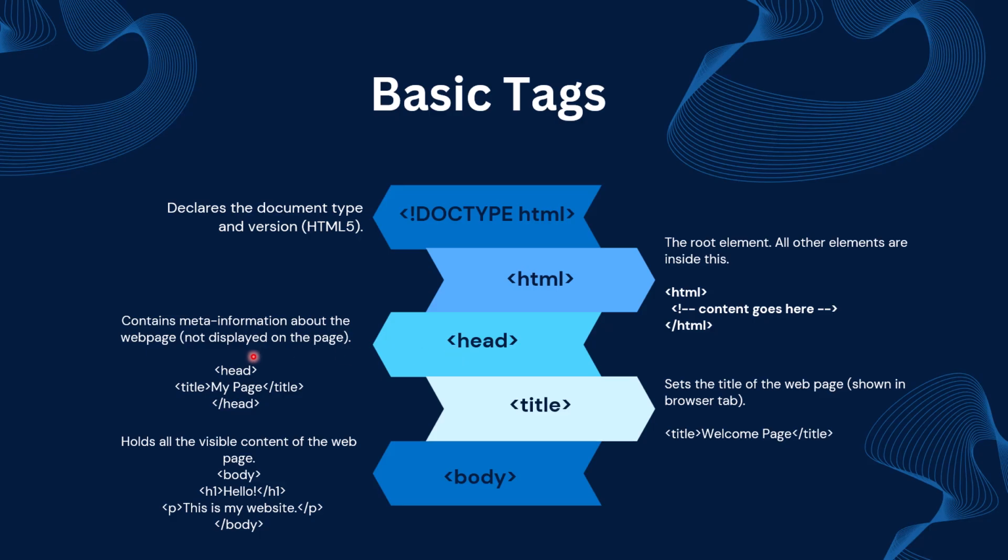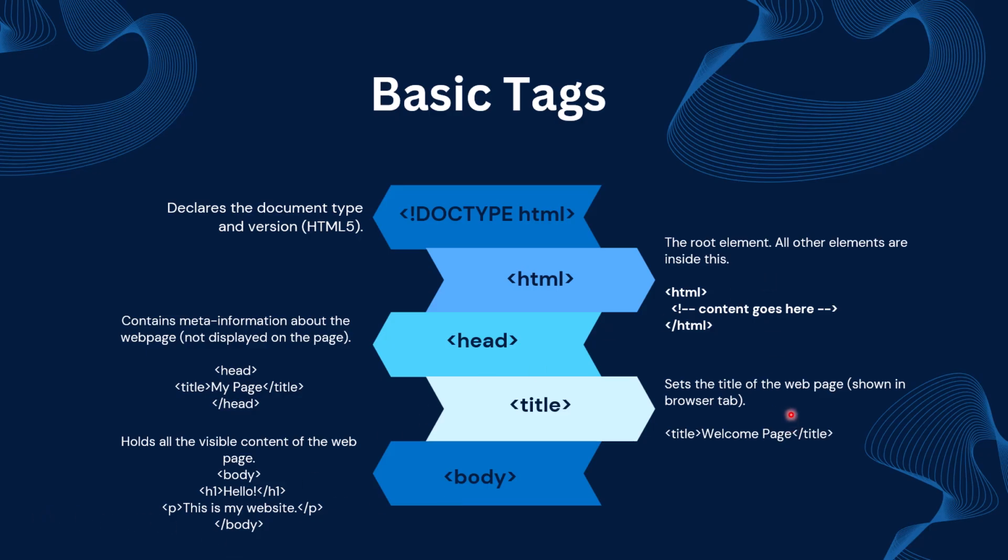After that, the head tag contains the meta information about the web page. It includes the title tag, which shows the title of the web page. It is shown in the browser tab. After that, the body tag. This is the main tag, which holds all the visible content of the web page. Every tag is within the body tag. We will write the main body of the web page, include everything within this, and after that we will close the body tag.